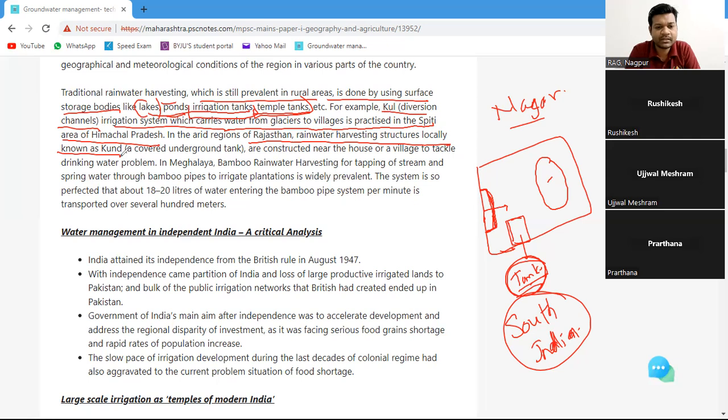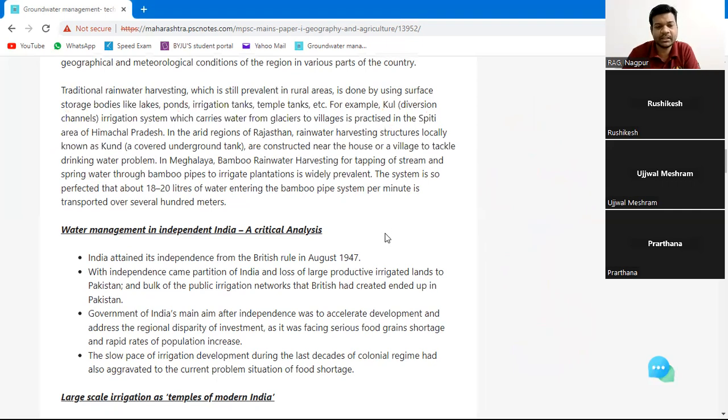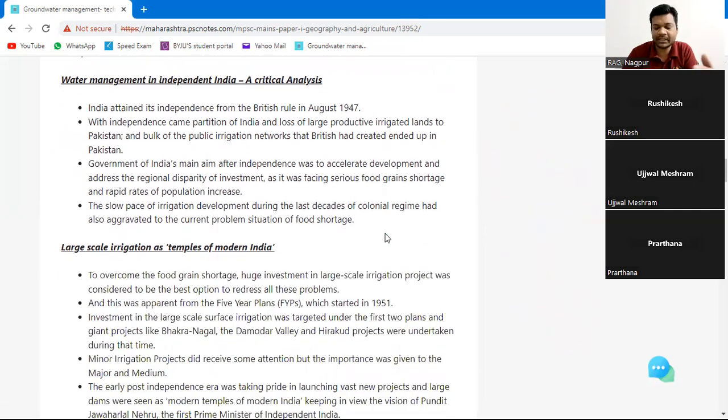These were the ancient techniques which are still in use and still in perfect condition. These are basically community participation in groundwater recharge or groundwater management.